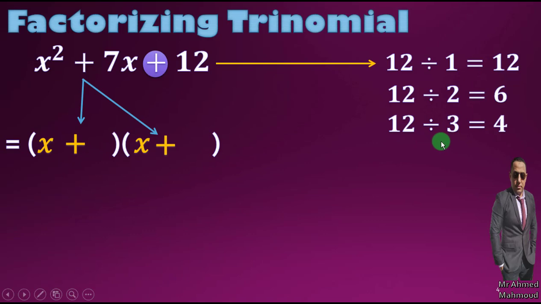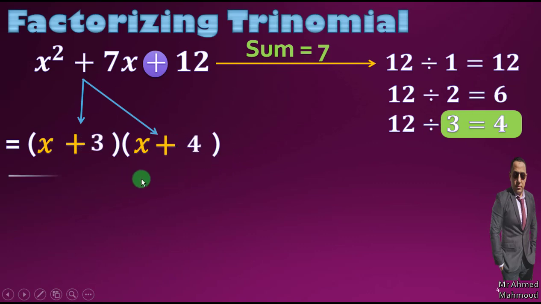The two numbers, or the two factors, also depend on this sign. If this sign is positive, I need two numbers whose sum equals 7. The factors are 1 and 12, 2 and 6, 3 and 4. What two factors have a sum of 7? Yes, it's 3 and 4. 3 and 4 make 7. Finally, I'm going to write 3 and 4 here and here, in any order, like this.